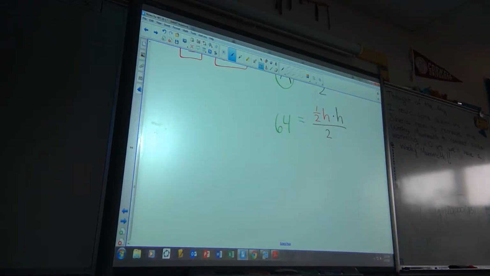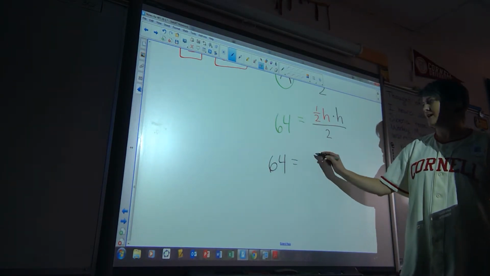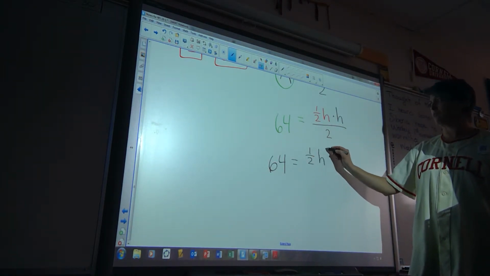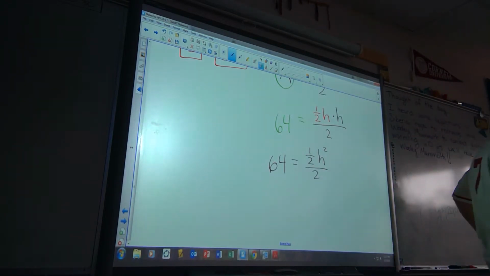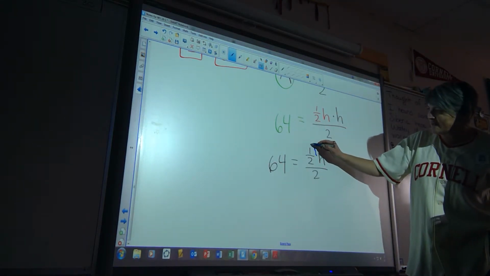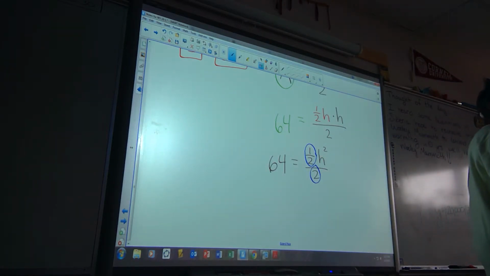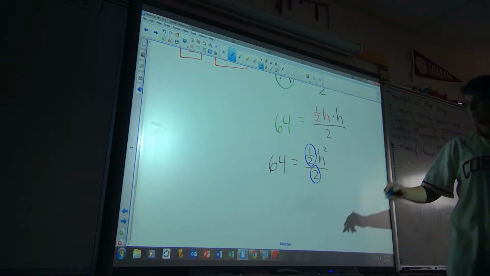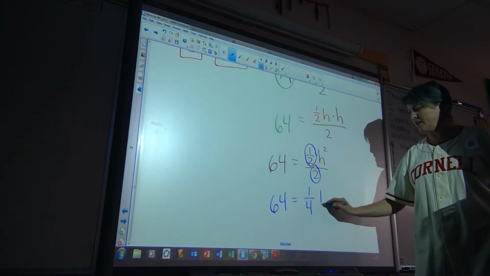All right, algebra. Let's see what we got going on here. So 64 equals half of h squared divided by 2. If we have a half and then we divide it by 2, what do we get? 0.25. We get a quarter, right? So 64 is equal to a quarter of h squared.